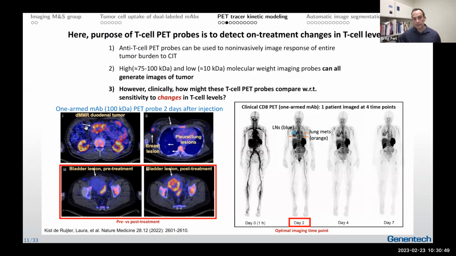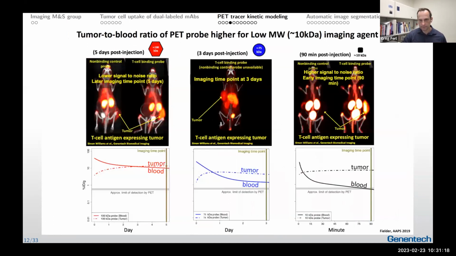So the tracer indeed does indicate where you have high concentrations of CD8. There was limited information on how pre-treatment versus post-treatment looks in these patients. Here's one example where this patient has a bladder lesion. Pre-treatment, your CD8 signal is very low here on the left. Post-treatment, this really lights up significantly. So in the modeling group, we're focused on trying to quantify these differences.